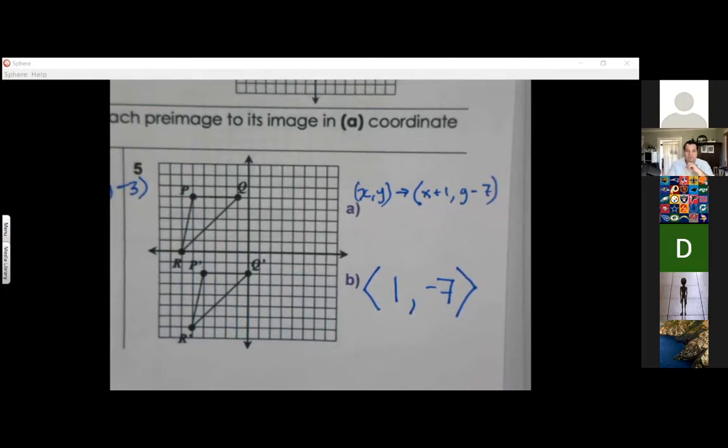Any questions? Okay, so let's get some feedback in the chat. How do you feel about the translations? We did them two ways. Given the rule, apply it to a picture, and given the picture, figure out what the rule is.